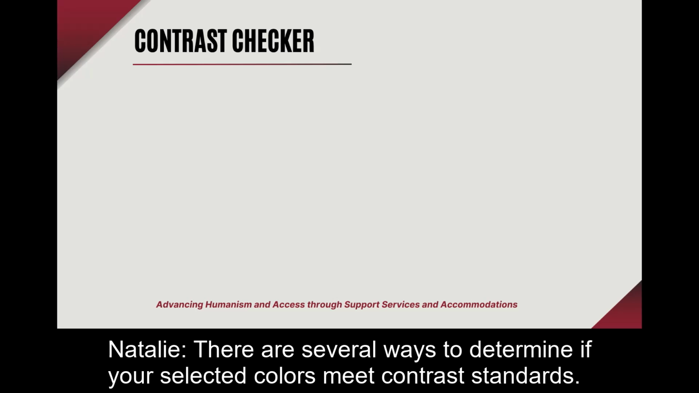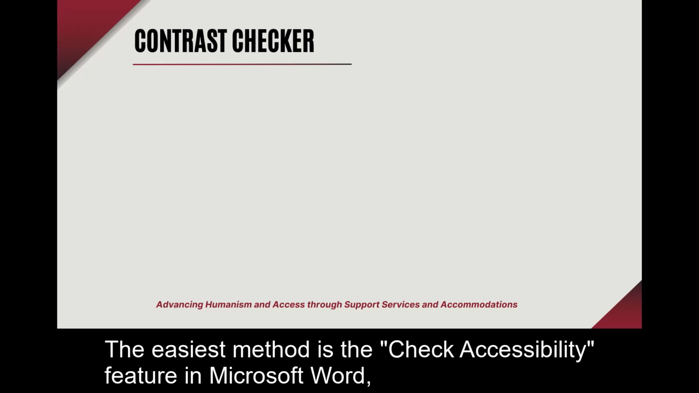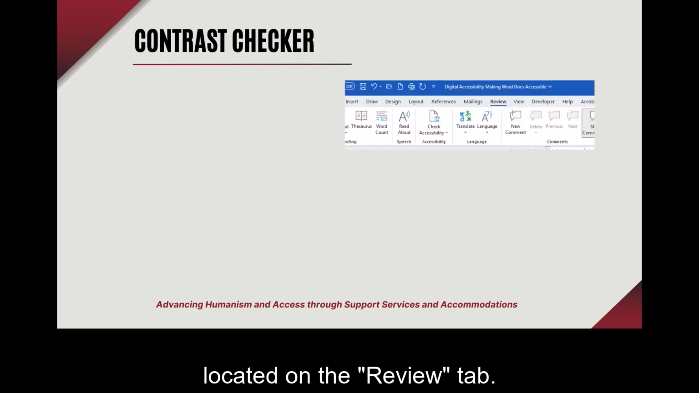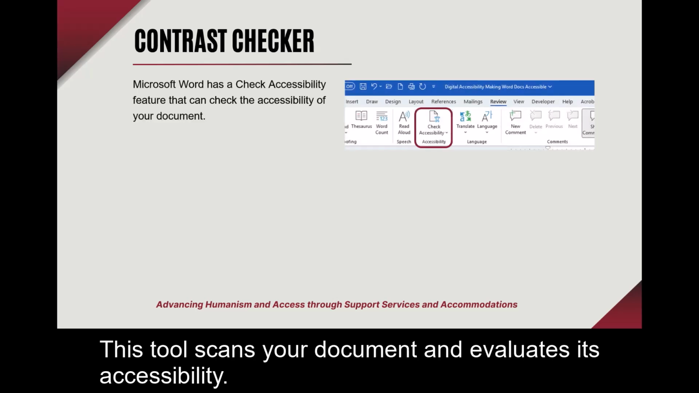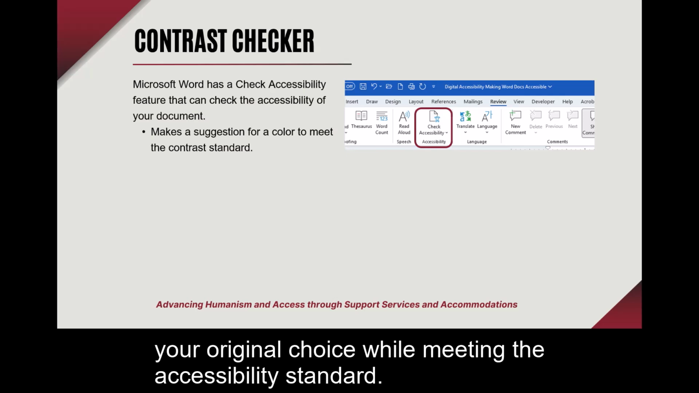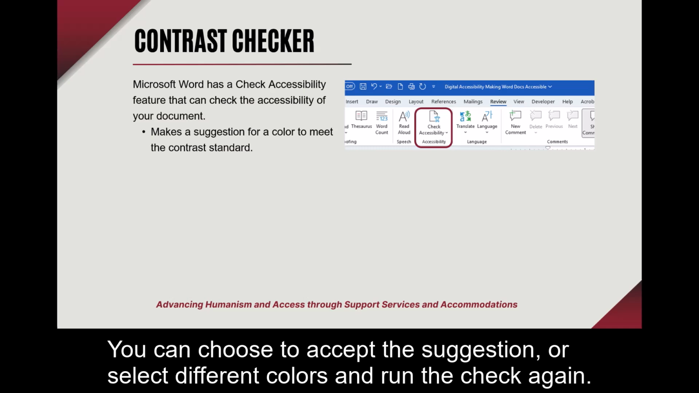There are several ways to determine if your selected colors meet contrast standards. The easiest method is the Check Accessibility feature in Microsoft Word, located on the Review tab. This tool scans your document and evaluates its accessibility. If contrast issues are found, Word automatically suggests alternative colors that are close to your original choice while meeting the accessibility standard. You can choose to accept the suggestion or select different colors and run the check again.